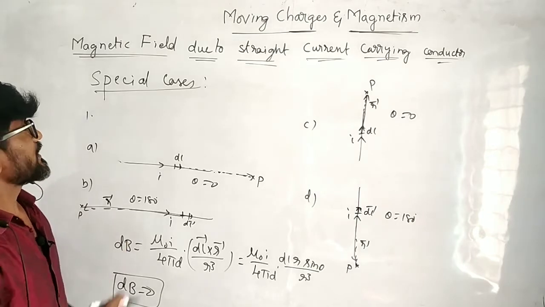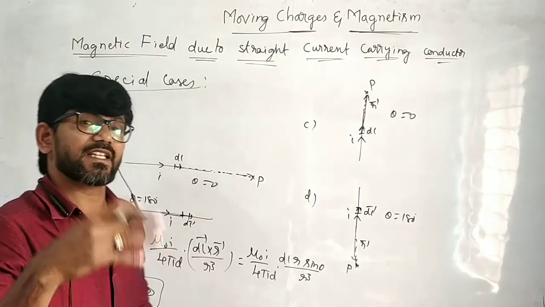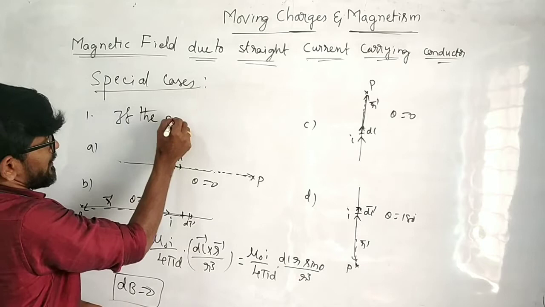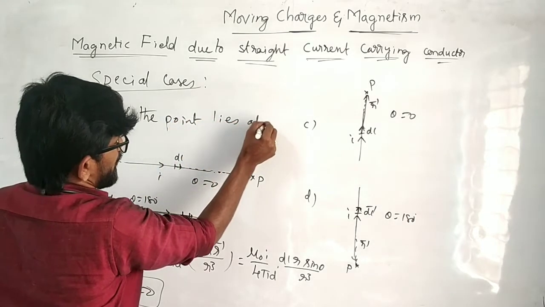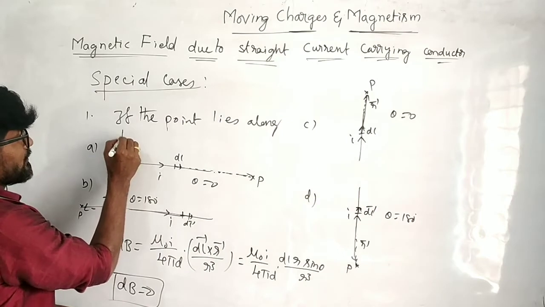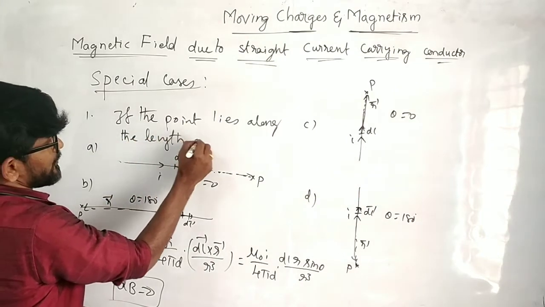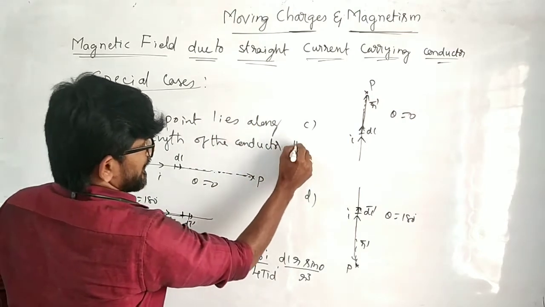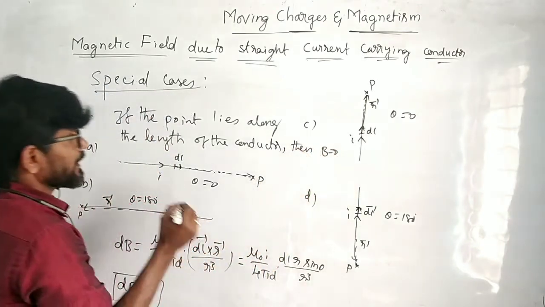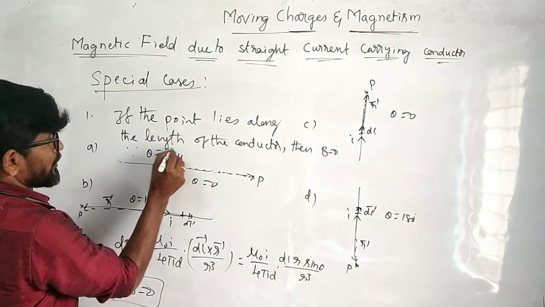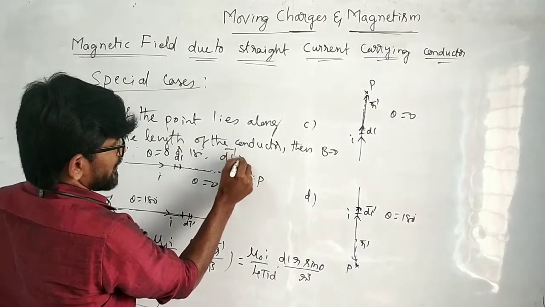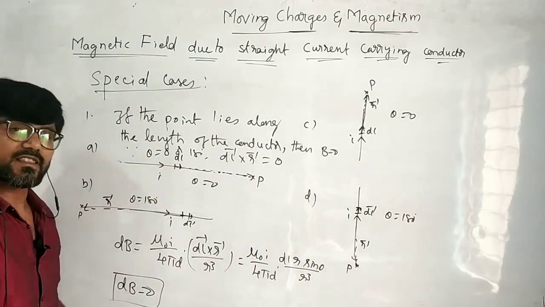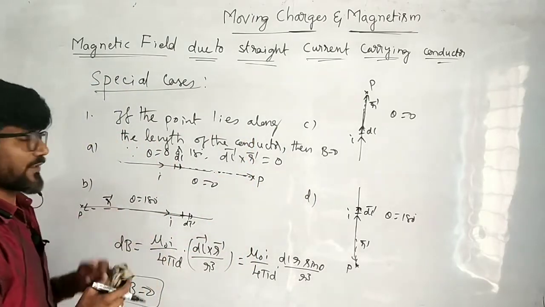Yes, is it clear? This is the case which we discussed in the previous video. That is, if the point lies along the length of the conductor, then the magnetic field B is equal to 0. Why? Because theta is equal to 0 or 180, so dl bar cross r bar is equal to 0, that is dl r sin theta is 0. I hope it is clear for you guys.